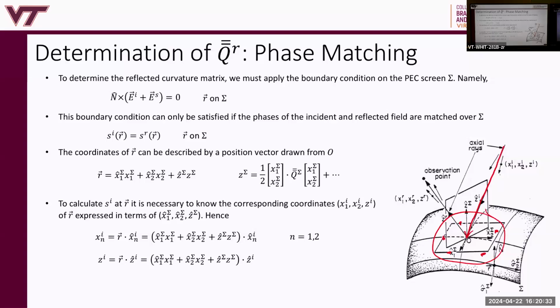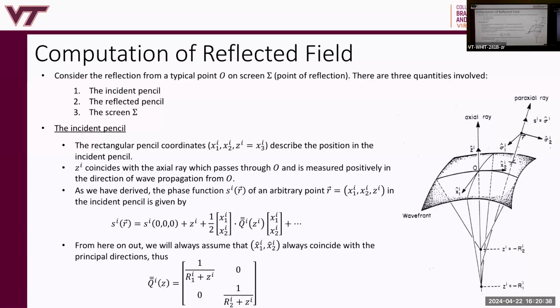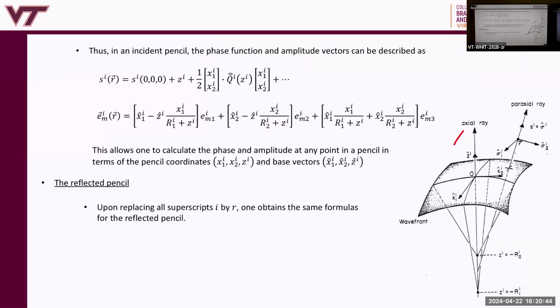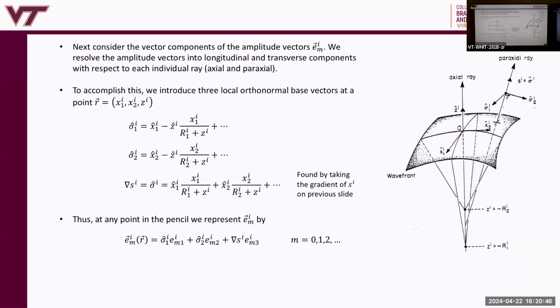At the end of all of that, the pencil coordinates, we're going to need those today too, right? The pencil coordinates have x1 incident, x2 incident, and z incident. z incident is always along the axial ray, and then x1 incident and x2 incident hopefully are in the principal directions of the incident wavefront. If they are, what happens to the Q matrix? If we're in the principal coordinate system, it's diagonal because the principal directions are the eigenbasis of the curvature matrix. Okay?